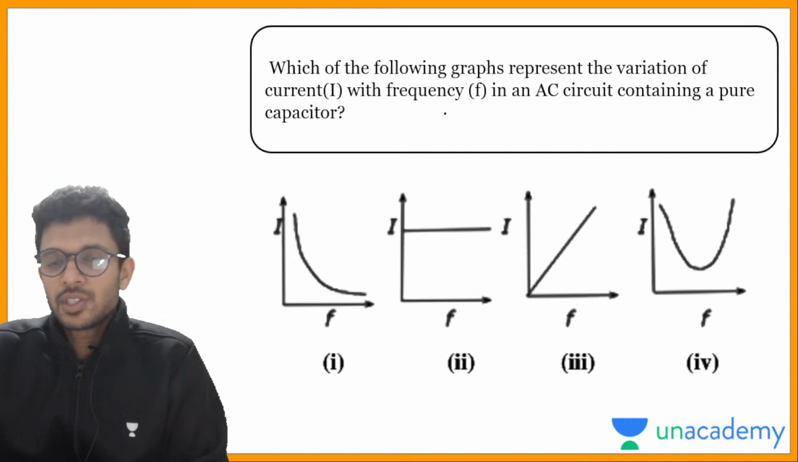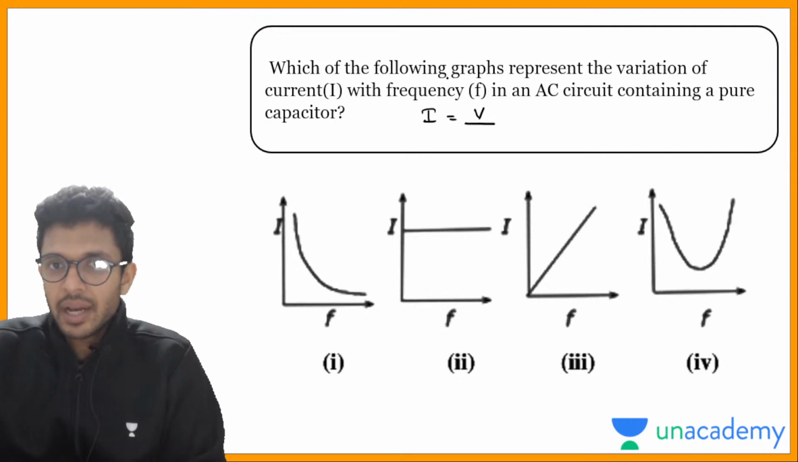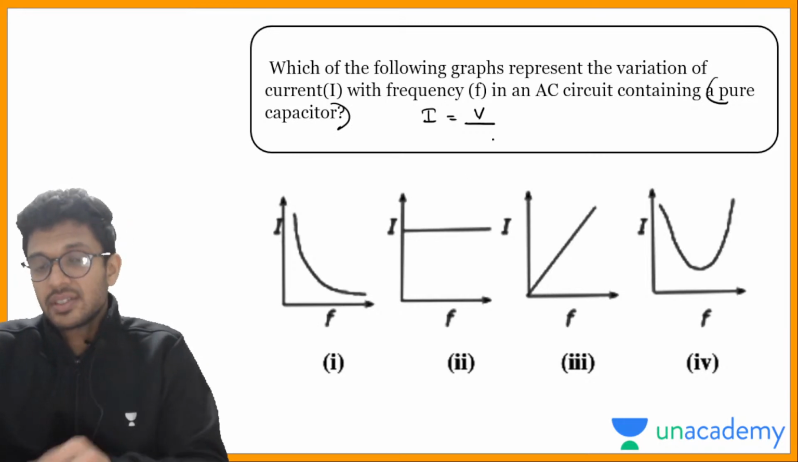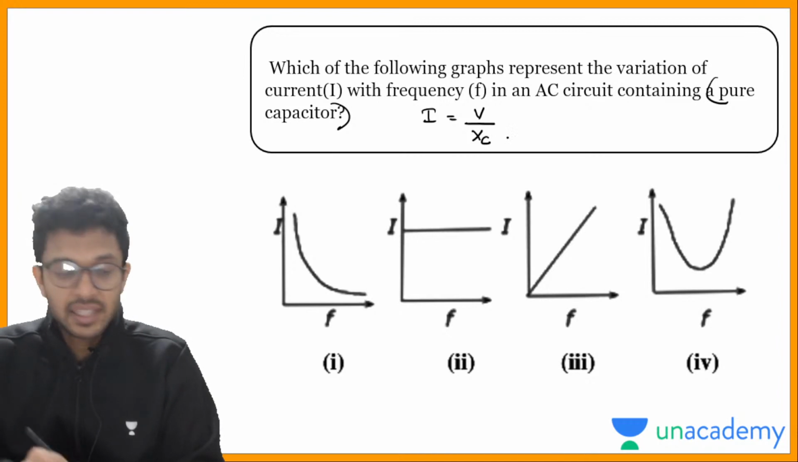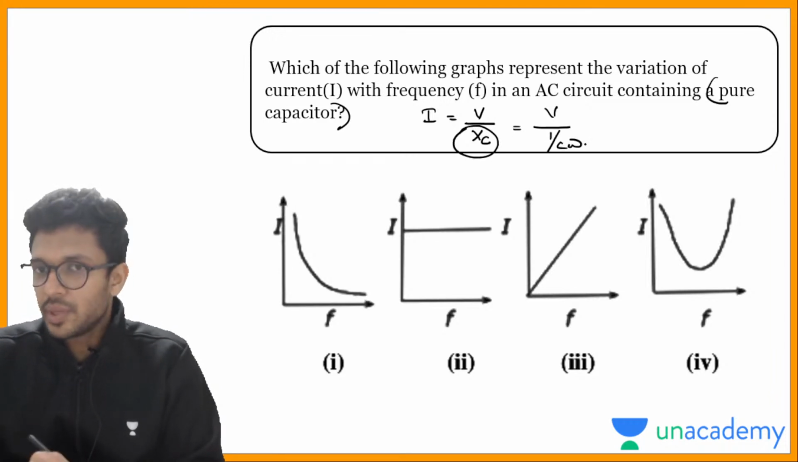Okay. Tell me, what's the formula for current? Basic formula, that is voltage divided by resistance, right? Here we are talking about a pure capacitor circuit. So the resistance offered by a capacitor, what is its name? Capacitive reactance XC, right? This is equal to V divided by, what is the capacitive reactance formula? 1 by C omega, right?